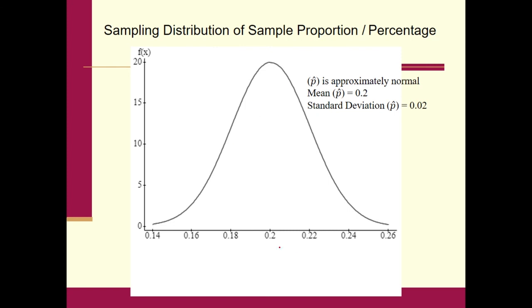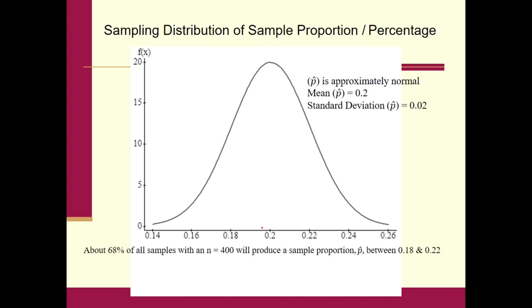And the further we get away from the middle, the less likely it is that we're going to get a p hat out here. So it's likely that we're going to get a p hat around 0.2 and less likely to get a p hat out here at, say, 0.25 or 0.26, or for that matter out here at 0.14 or 0.15. So if the true population proportion p is 0.2, we don't expect our p hat to be too far away from that. That's basically what we're saying here.